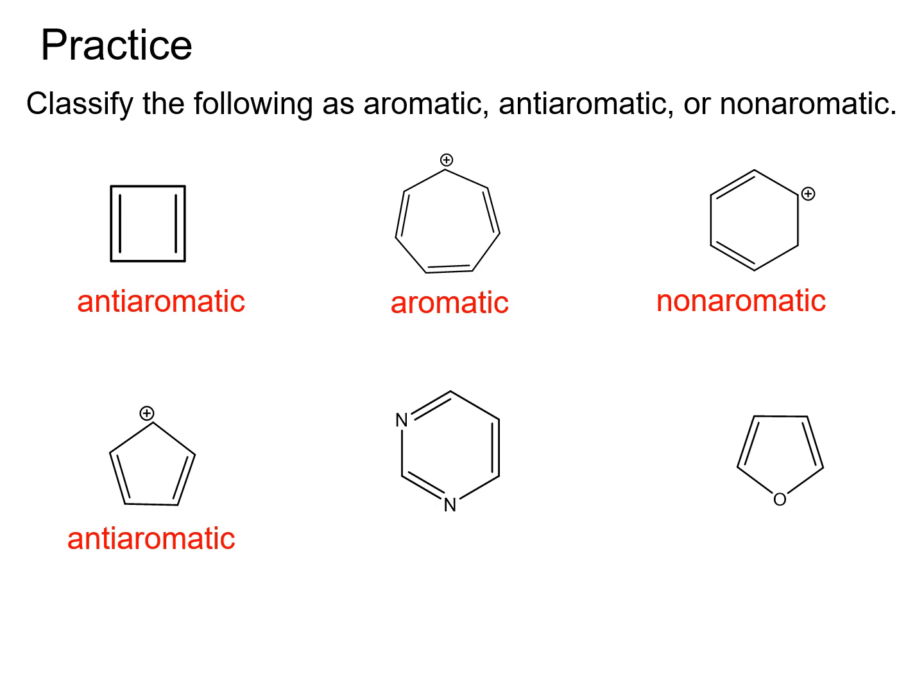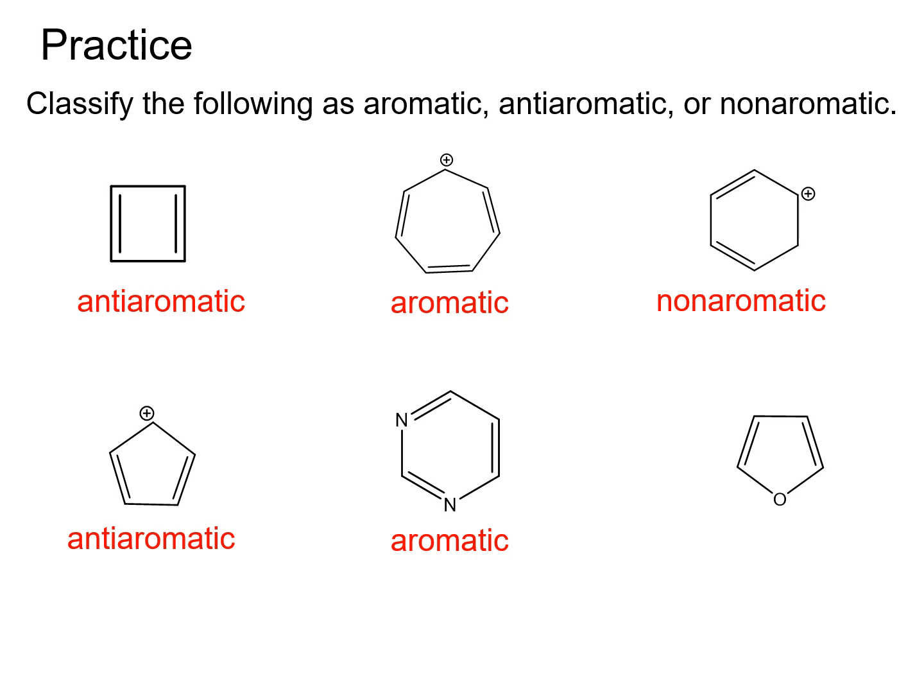For this next one, both of my nitrogens already are participating in double bonds, so even though those each have lone pairs, they're already sp2 hybridized. That gives me a total of 6 pi electrons, so this is aromatic.